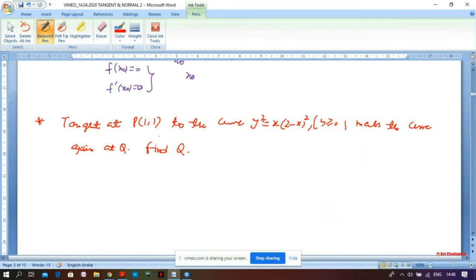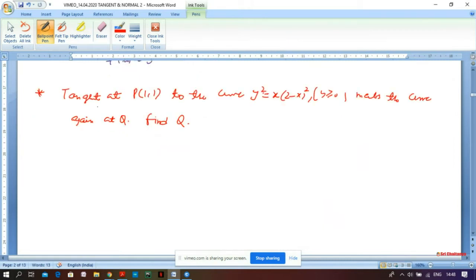Let me repeat the problem. The tangent at P(1, 1) to the curve y squared equals x times (2 minus x) squared, y is non-negative, meets the curve again at Q. You have to find Q. The solution would run like this. It is given that this is the tangent at P(1, 1). First of all, we write y squared is x times (2 minus x) squared.